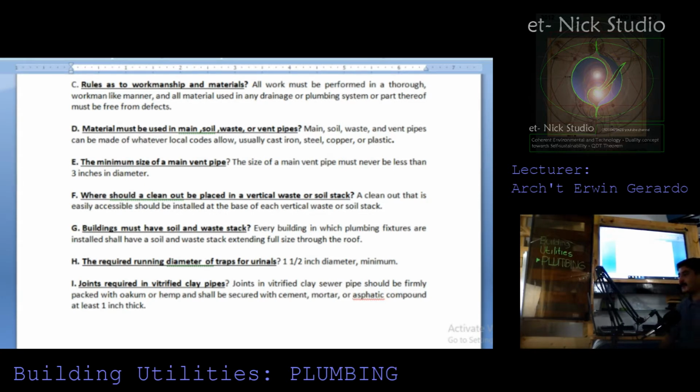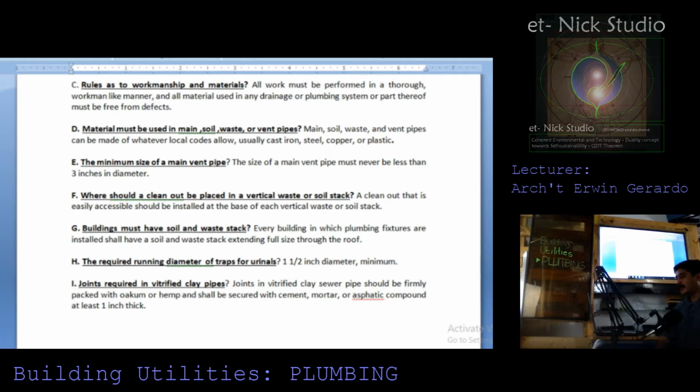What material must be used in a main, soil, waste, or vent pipe? Main, soil, waste, and vent pipes can be made of whatever local codes allow, usually cast iron, steel, copper, or plastic.